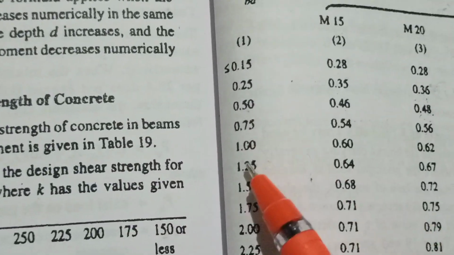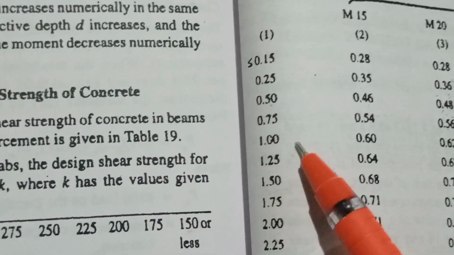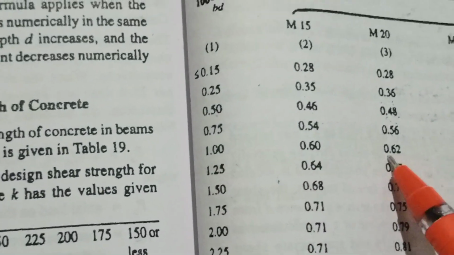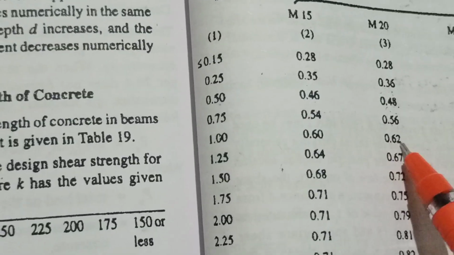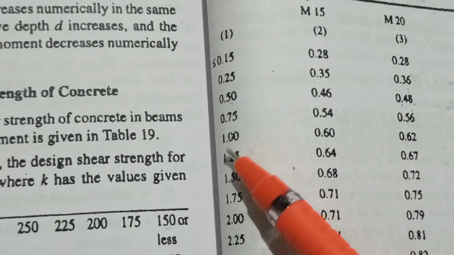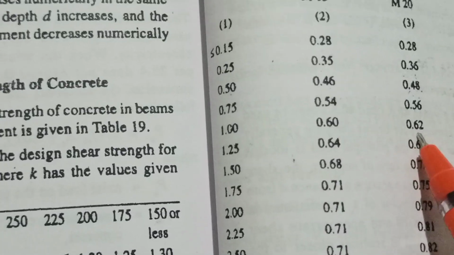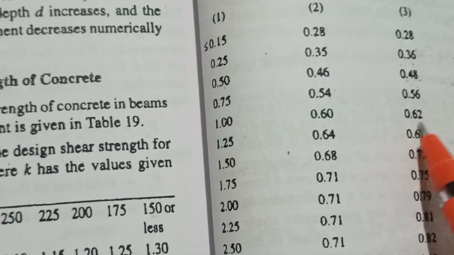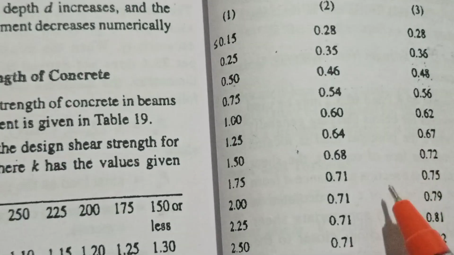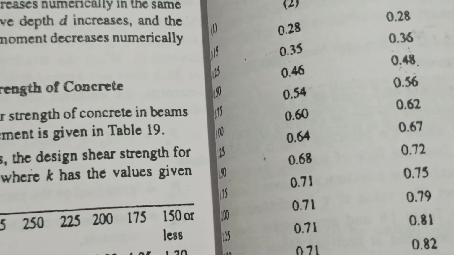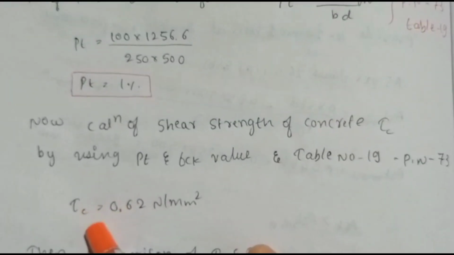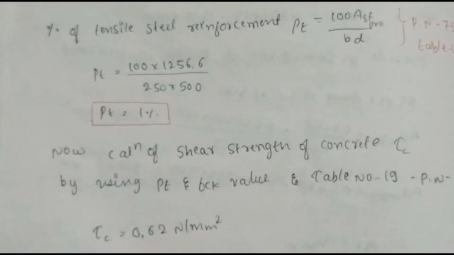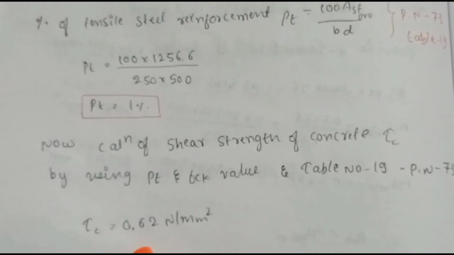So our PT value which we have got is 1%. So for 1% we have the concrete value, that is 0.62. So we no need to do the interpolation because our value is getting directly. So for 1 we have the concrete value 0.62. So our tau c value is 0.62 Newton per mm square. This is how we calculate the shear strength of concrete.